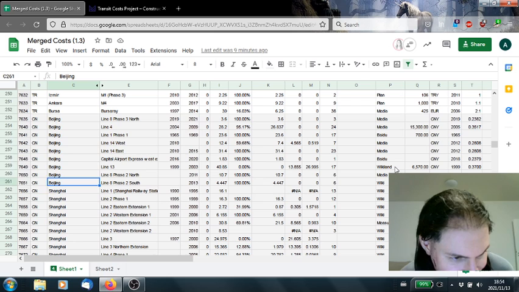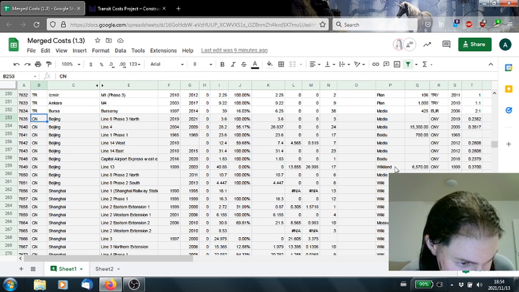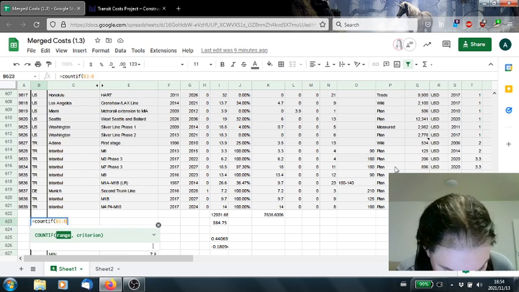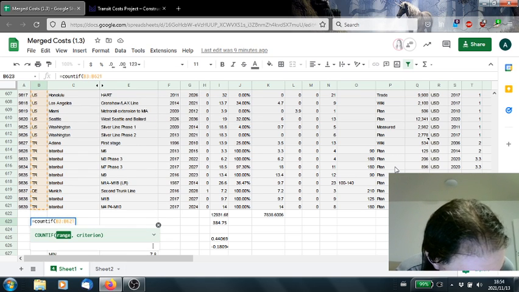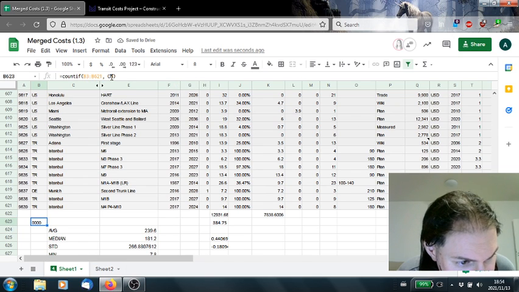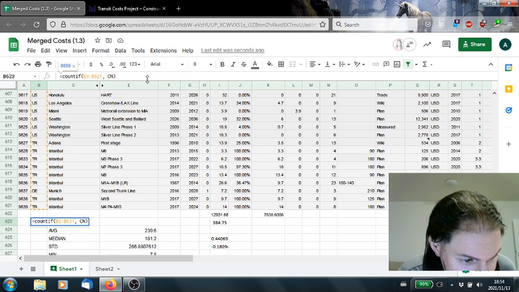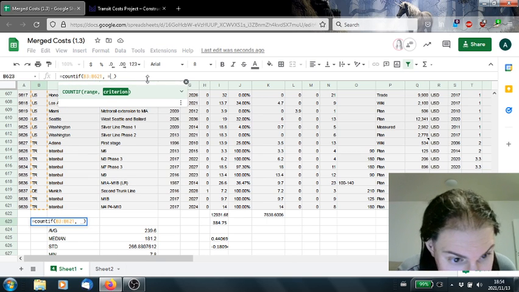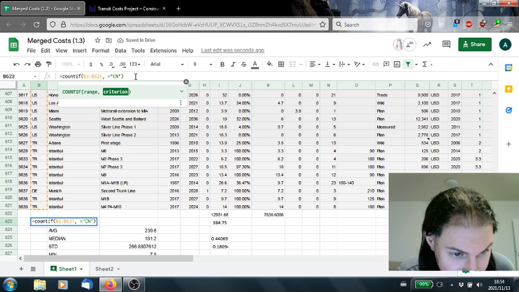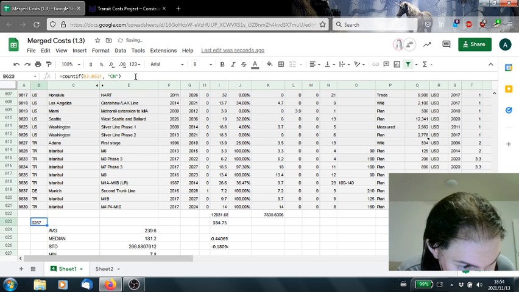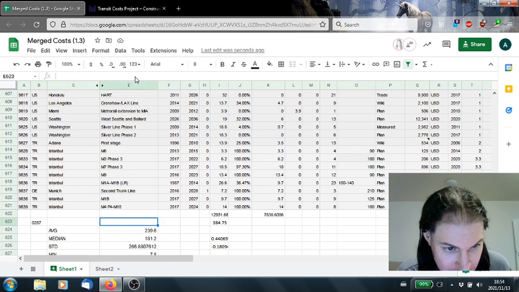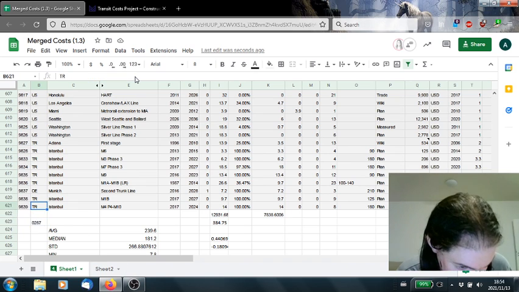So the point is that we have hundreds of data points for China. We're up to 620. Let me actually check. Count is B3 to B21, and the criterion is China. Why do I not know the syntax? Okay, 287. So 287 lines here out of 620 are in China.